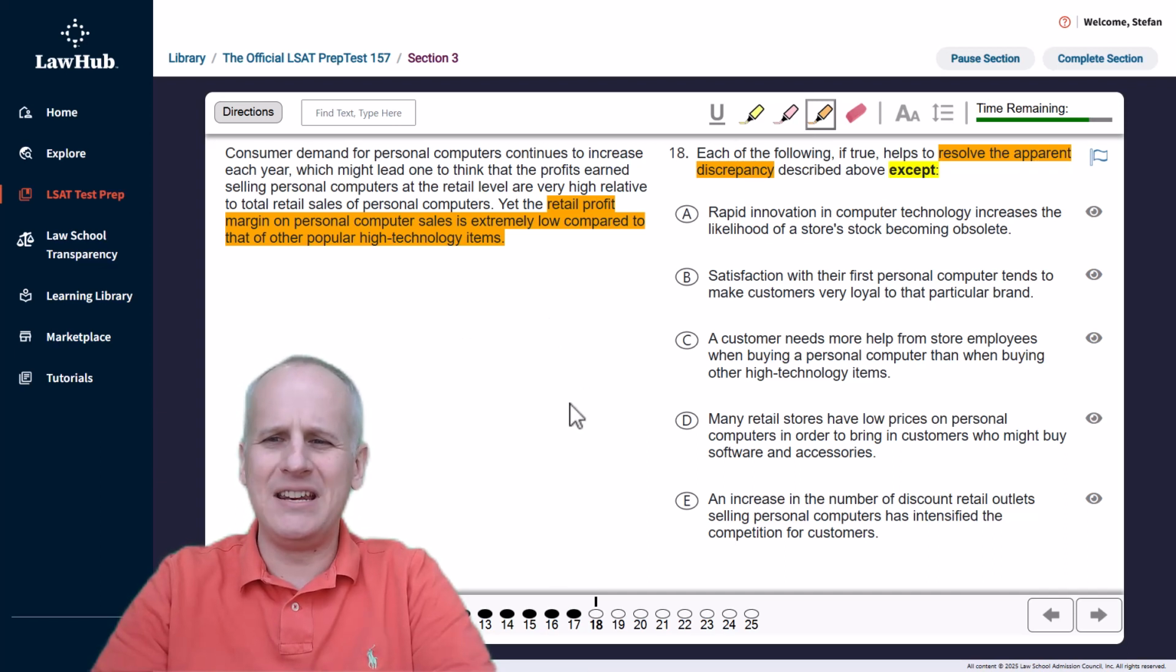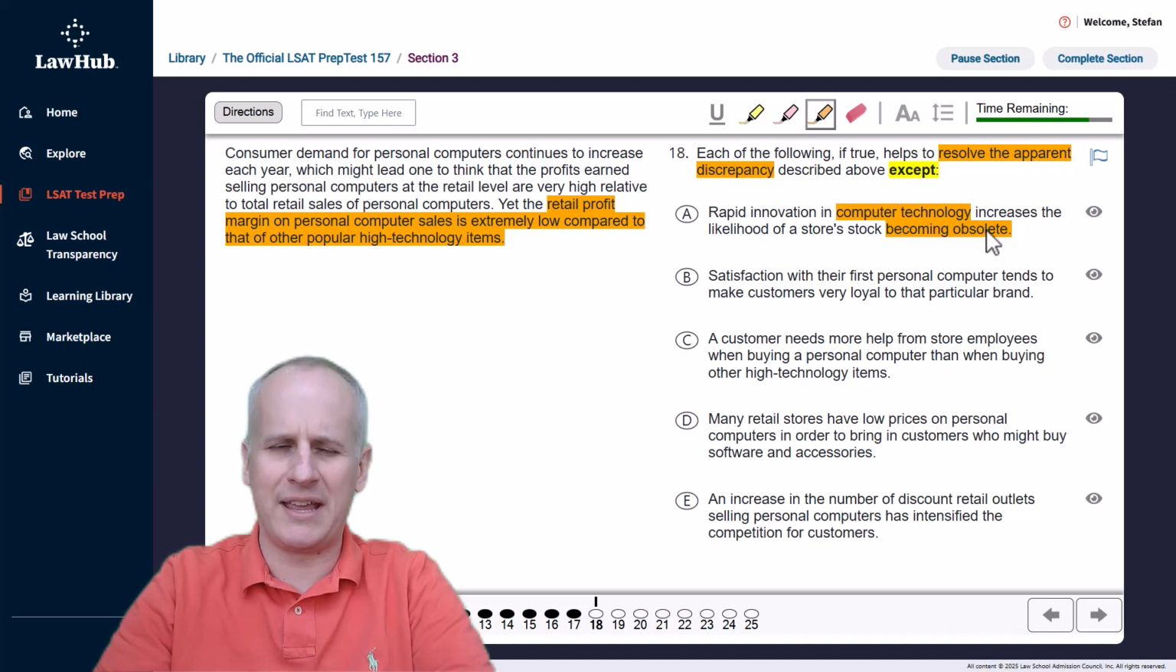Rapid innovation in computer technology increases the likelihood of a store's stock becoming obsolete. Well, if computer technology becomes obsolete quickly, that would explain why you'd have a lower retail profit margin. So we are going to eliminate A because it accomplishes the task in the affirmative to help resolve the discrepancy.